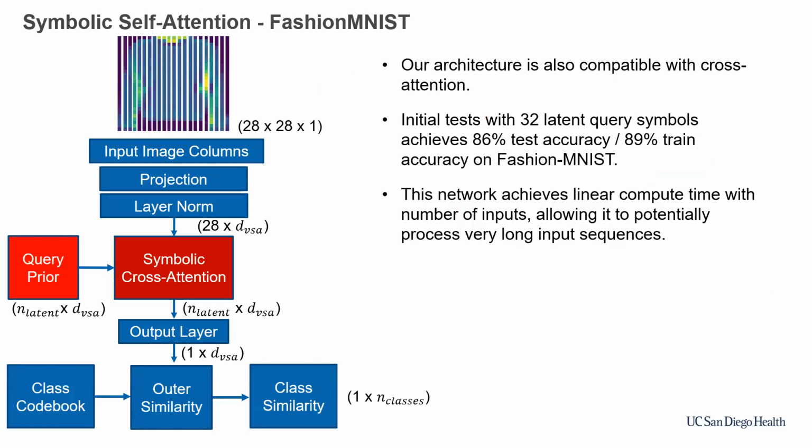So now we implement, again, this cross-attention mechanism with the architecture since it's completely compatible with it. And in this case, we use 32 latent query symbols that we train along with the weights. And we get 86% test accuracy and 89% train accuracy on FashionMNIST, which is dropping down a couple of percentage points. But there are some hyperparameters you can play with, like adding more latent queries and more training time to get it to be more competitive with the self-attention. And again, the advantage you get with this is the linear compute time with number of inputs that can allow you to process very long inputs using the same architecture.